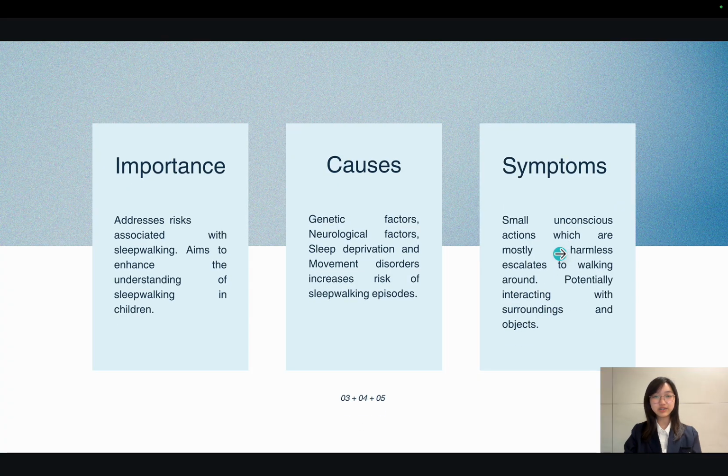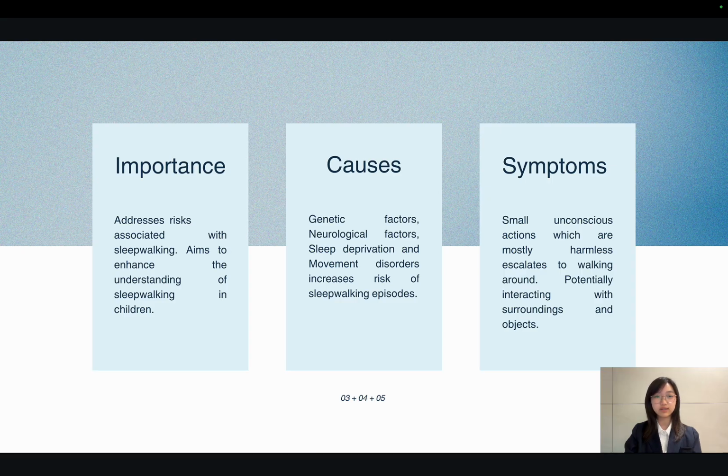Importance: This study addresses the risks associated with sleepwalking and aims to enhance the understanding of sleepwalking in children. There is always a potential risk involved with sleepwalking. The patient may face risks of injury from falls or bumping into objects as they are not fully aware of their surroundings.